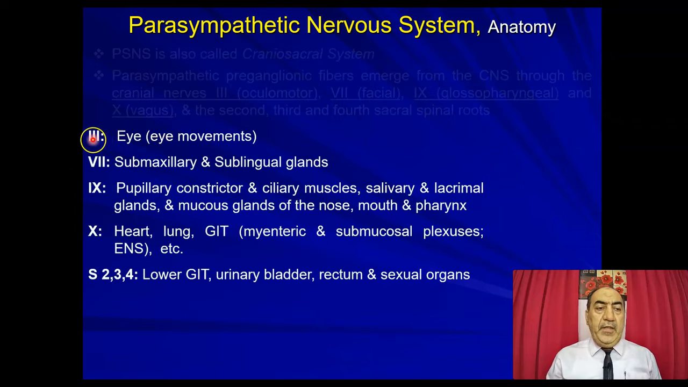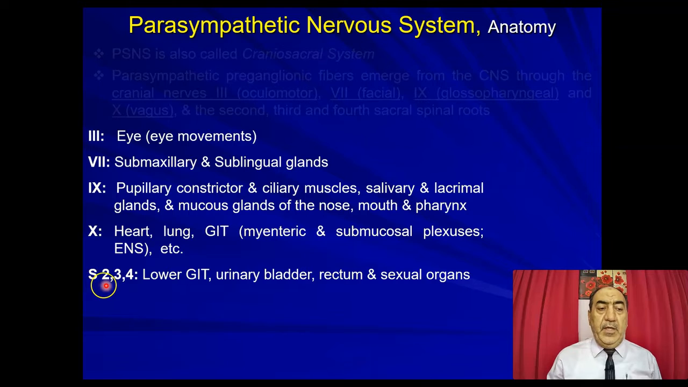Cranial nerve 3 innervates the eye, 7 innervates the submaxillary and sublingual glands, 9 innervates the pupillary constrictor pupillae muscle and ciliary muscles, salivary and lacrimal glands, and mucous glands of the nose, mouth, and pharynx. The vagus nerve is widespread, the most widespread cranial nerve in the parasympathetic nervous system, supplying heart, lung, GIT, etc., and even the enteric nervous system.